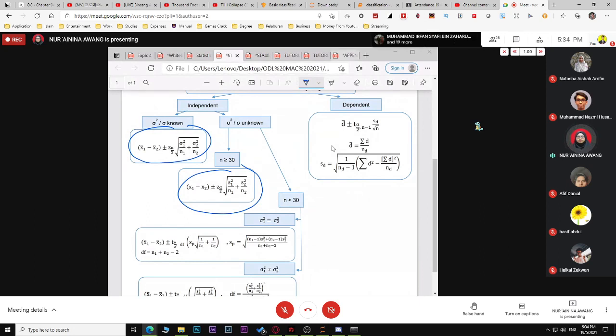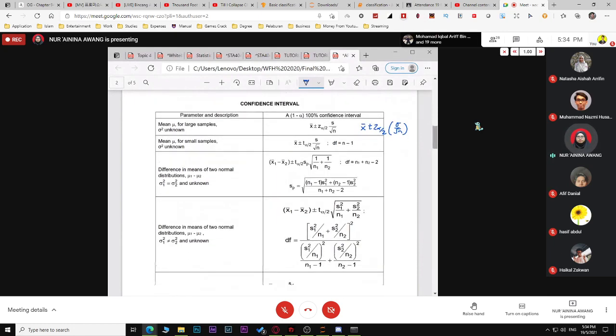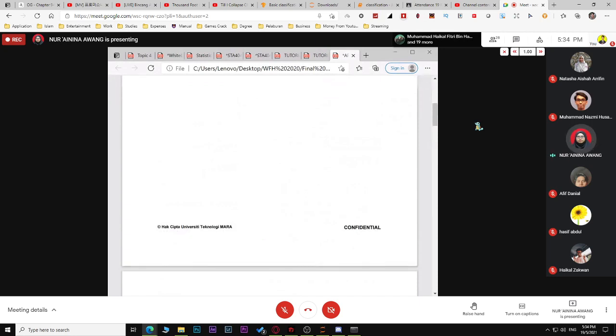Okay, so this one is for equal variance, this one for unequal variance, and then this one for your dependent sample. So I just want to explain this one. Okay, because I included it together with the question for tomorrow.